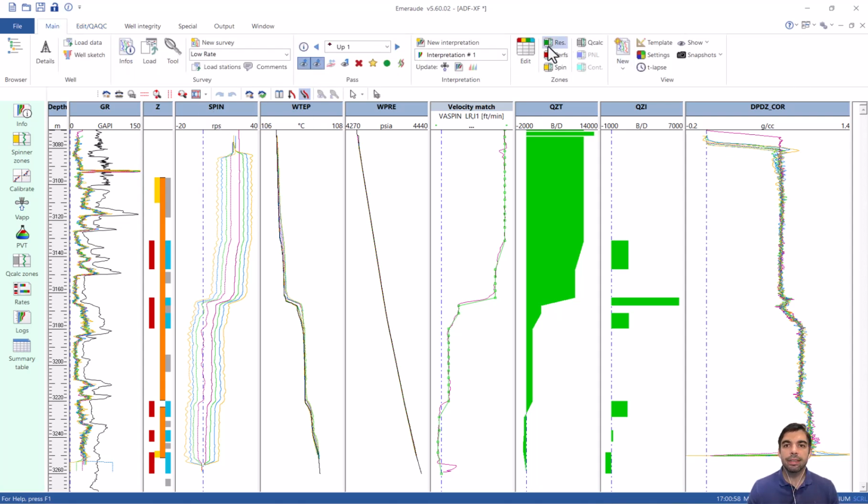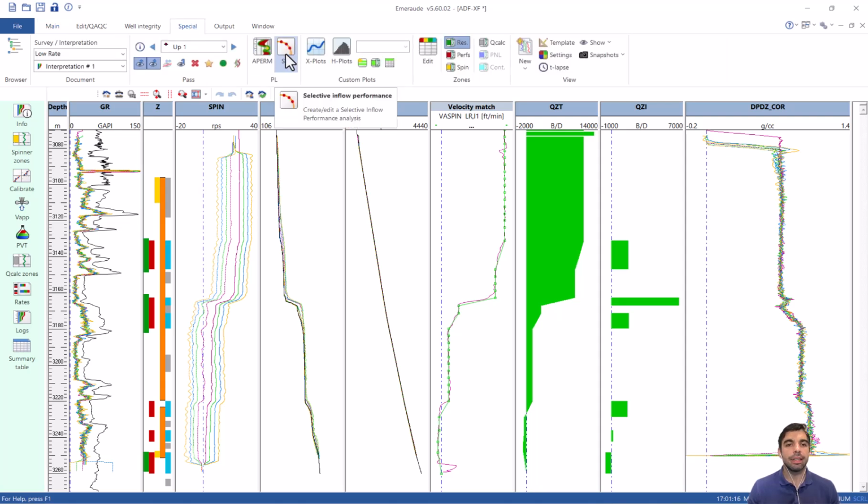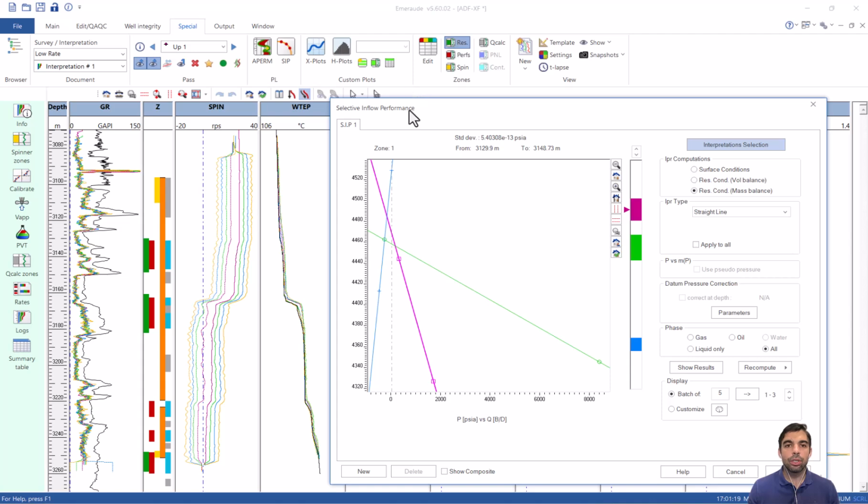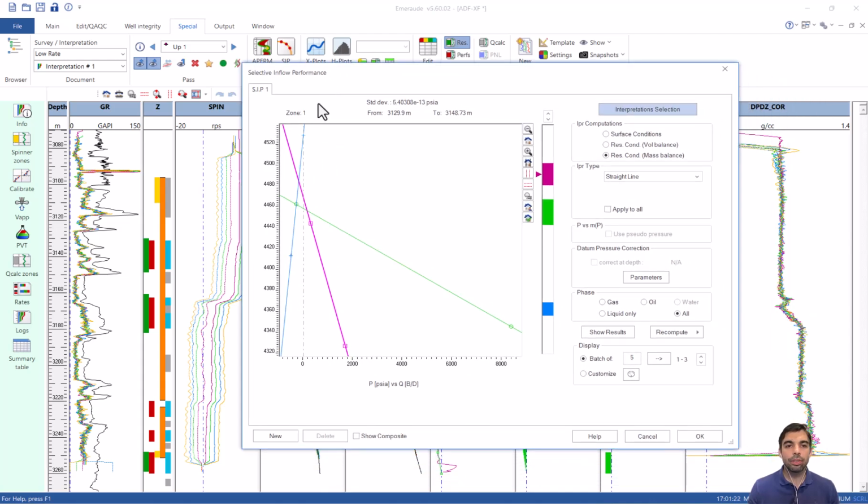If we set some reservoir zones, for example, I'm going to do one for this deepest perforation, and let's compare it to the reservoir zones for the upper 2 perforations, right? We can go to the special tab and look at the SIP, which shows the IPR plots for each of the reservoir zones. So can you see the upper one here in purple and the second one in green are very typical, showing that as the drawdown increases, the rate also increases.